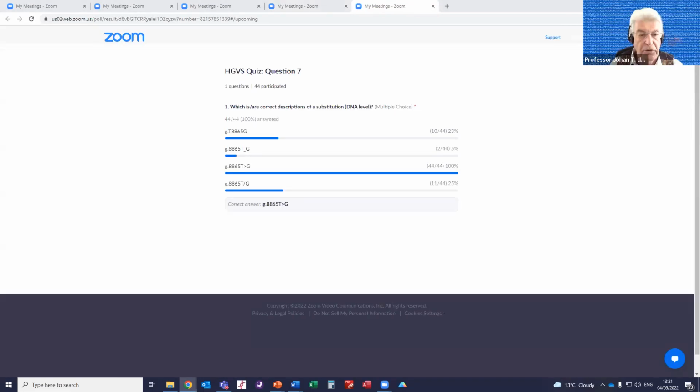So this is based on the description of a substitution. Everybody had the right answer. The third answer is correct. You should not use a slash or an underscore to indicate a substitution. And the first example is something that you still see a lot, that people first give the reference nucleotide, then the nucleotide position, and then the variant nucleotide. That is not correct. HGVS uses a number, a reference nucleotide, greater than sign, and then the variant nucleotide.